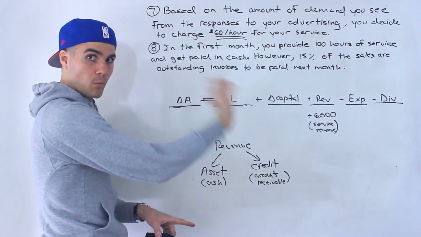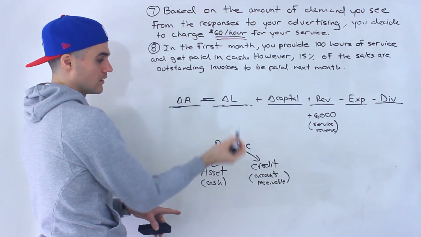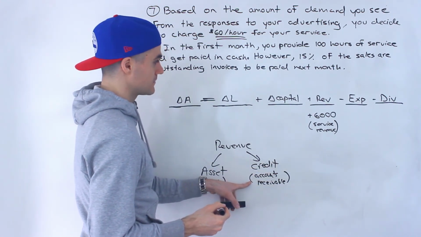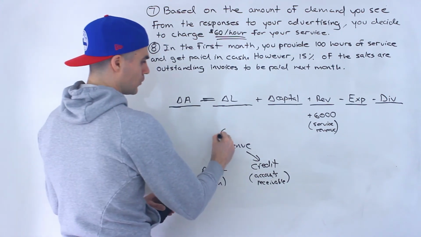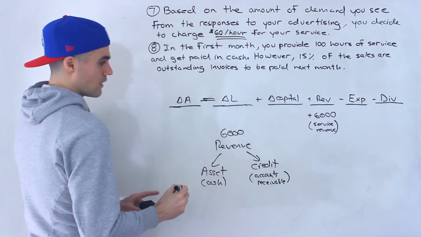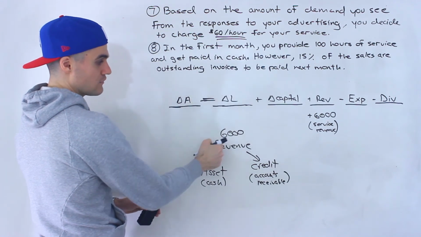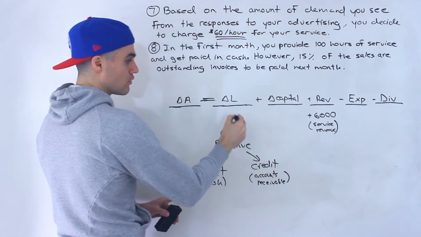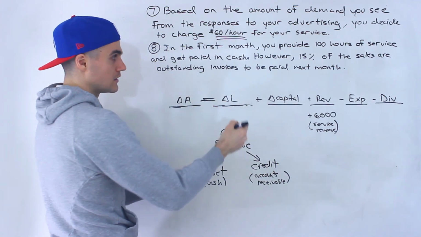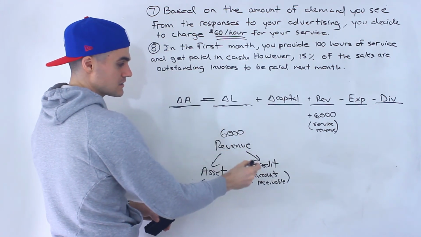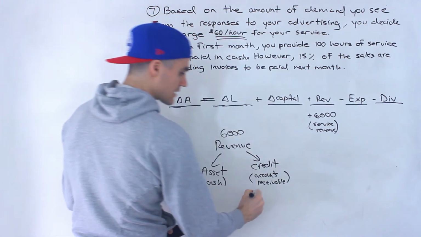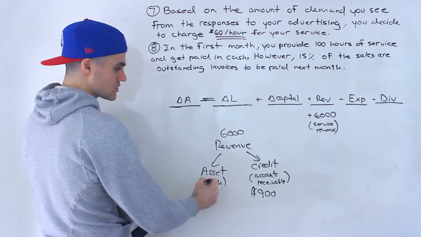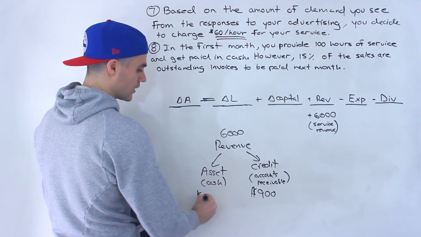So when you owe money, it's an accounts payable. But when someone owes you money, it's an accounts receivable. And this is a type of asset. And so what happened was 6,000 of this revenue, 15% of it were outstanding invoices to be paid next month, meaning that this service was purchased on credit. And so 15% of this 6,000 is an accounts receivable. So 15% of 6,000 would be $900. And then the rest you're paid in cash. So the difference would be 5,100.